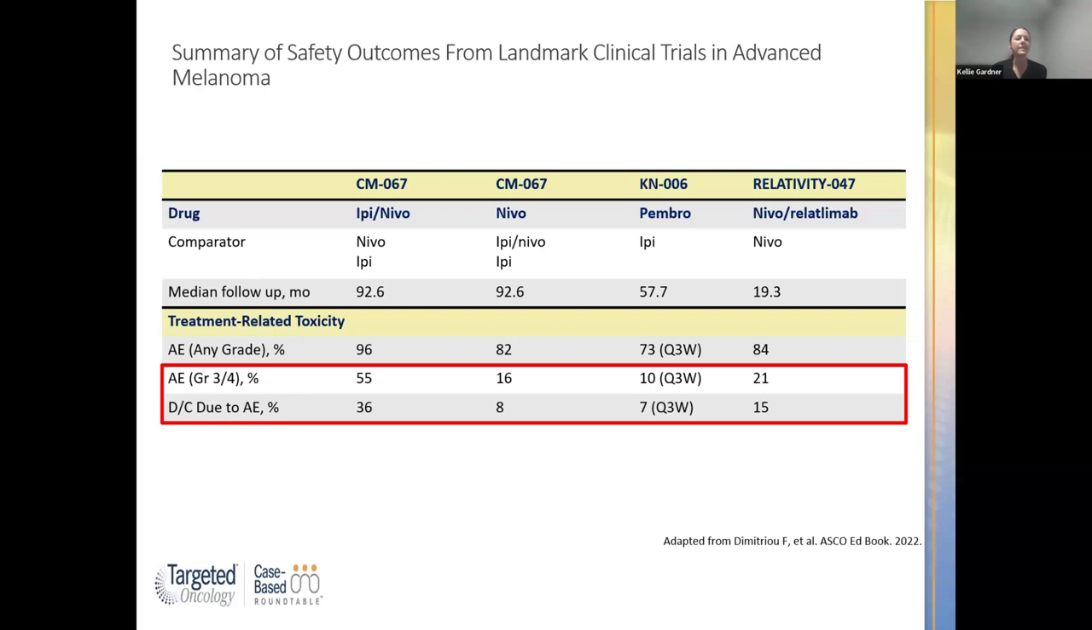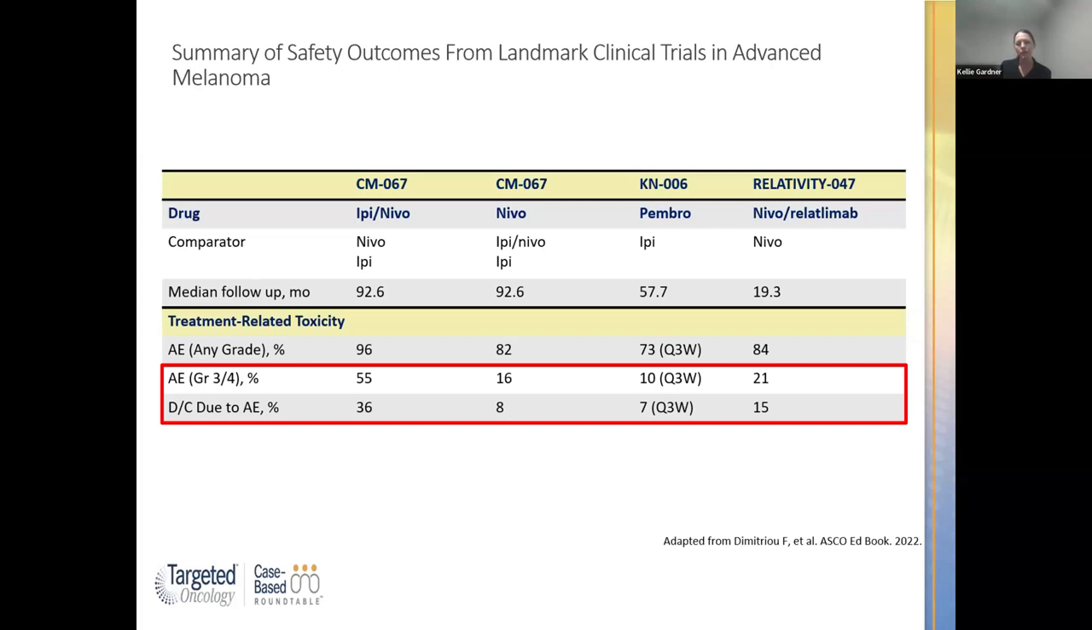So, sorry, this slide here is a summary of the frequency of side effects that we can see. This is across different clinical trials that were done with advanced melanoma. The first column is for Ipi-Nivo. So we do see more side effects in Ipi-Nivo combination compared to Nivo or Pembro monotherapy. About 55% of patients have grade 3 to 4 side effects, which would require corticosteroid use. About a third of patients did have to discontinue treatment because of the side effects.